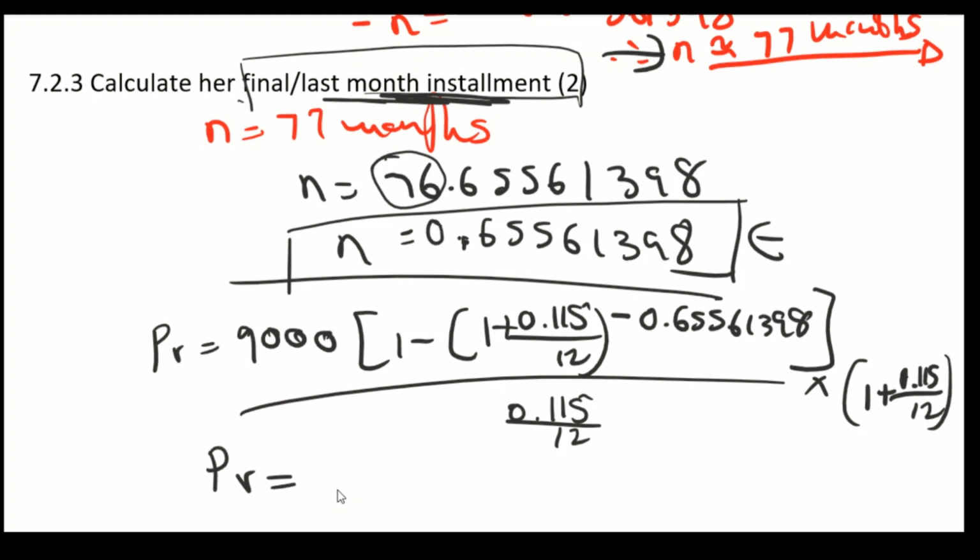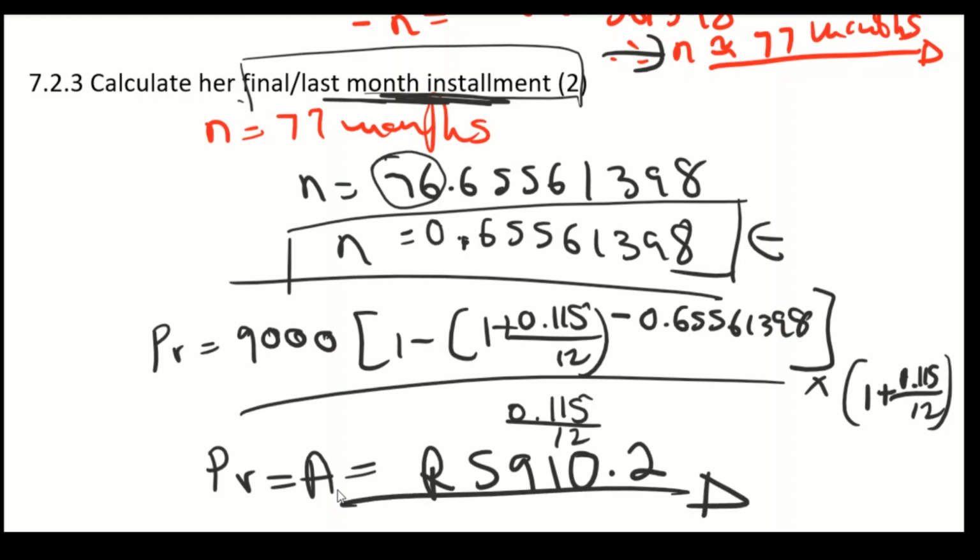So the total amount, or the final payment rather, let me punch this into my calculator. It's 9,000 into 1 minus 1 plus 0.115 over 12 to the power of negative 0.65561398. Close the bracket, and we have 0.115 over 12 multiplied by 1 plus 0.115 over 12, and I'm getting an amount of 5910.2. So this is the final amount that is going to be paid into this loan.